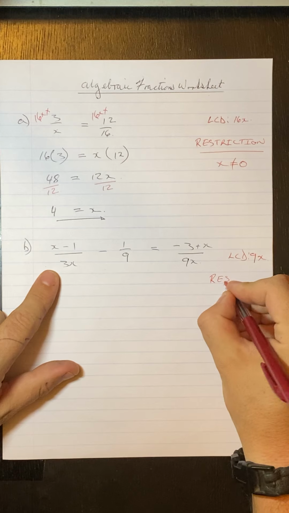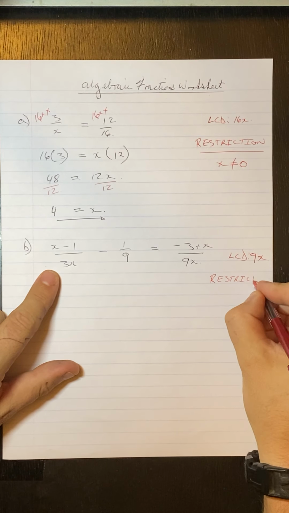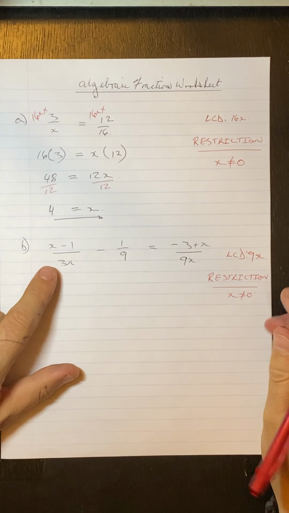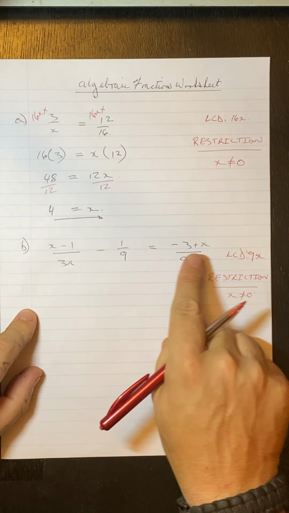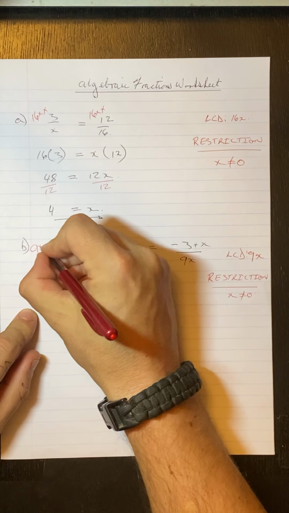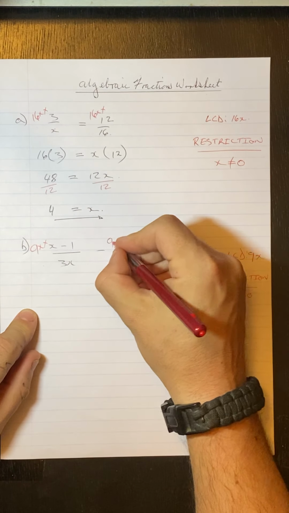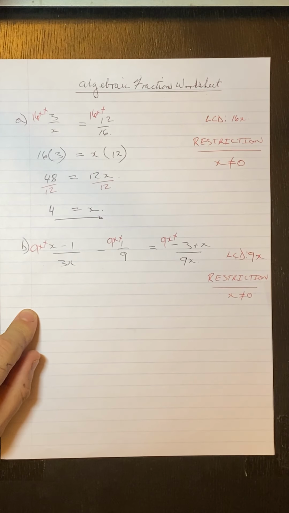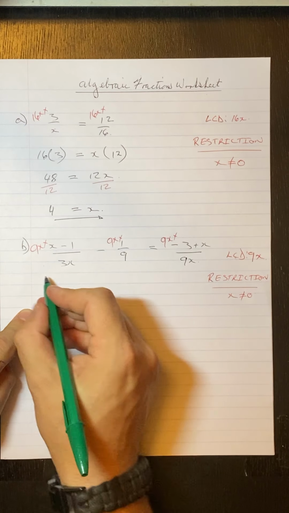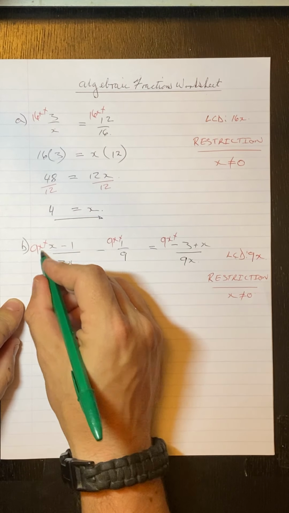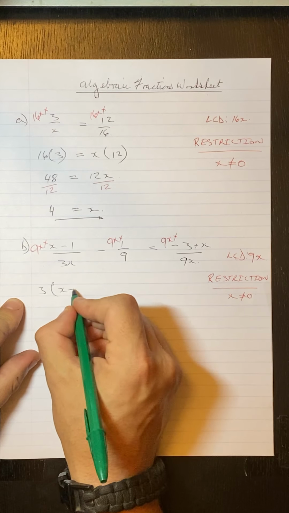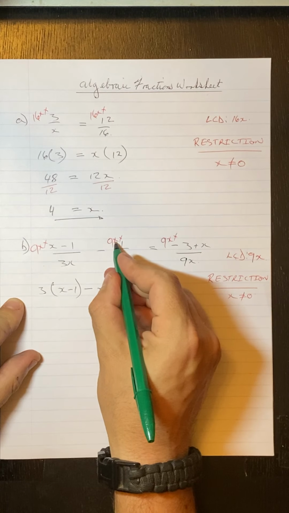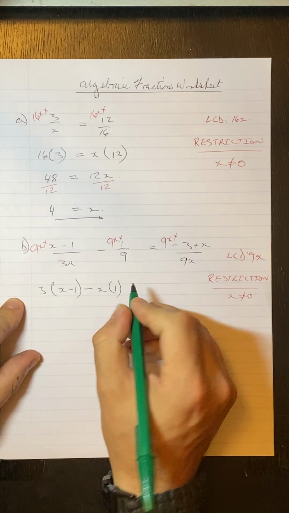Okay. Next thing is restriction. And our restriction is x cannot be equal to 0. Okay. I'm going to multiply each term by our LCD. 9x times that one, 9x times this one, and 9x times that one. 3 goes into 9 3 times. The x's cancel, and I'm left with the top. Bring down my sign. The 9s will cancel, and I'm left with that x multiplied by the top.